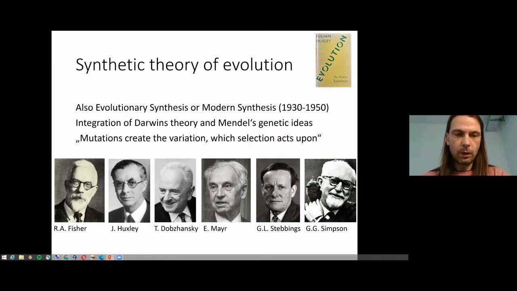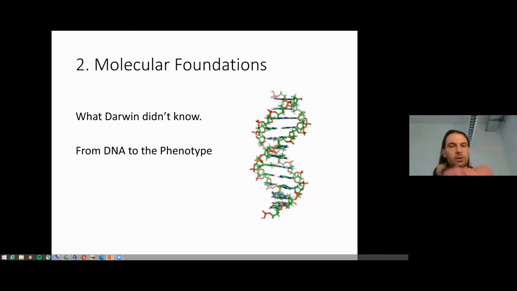And those people who are shown here, Ronald Fisher, Julian Huxley, Theodosius Dobzhansky, Ernst Mayr, Stebbins, and Simpson, were all bringing in some of their views from population genetics, systematics, zoology, paleontology, and botany. And they synthesized their views. In particular, they synthesized the ideas of Mendel on genetics and the ideas of Darwin on natural selection. Basically, you can summarize their ideas as: mutations create the variation which selection acts upon. So it's neither mutations nor natural selection alone, it's a combination of both. Okay, so now let's look into some molecular foundations.